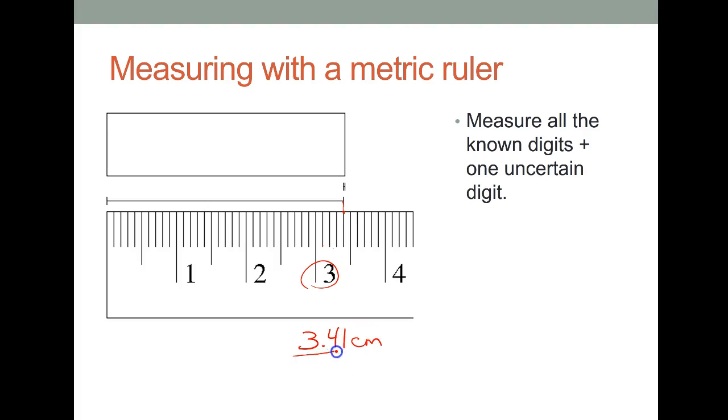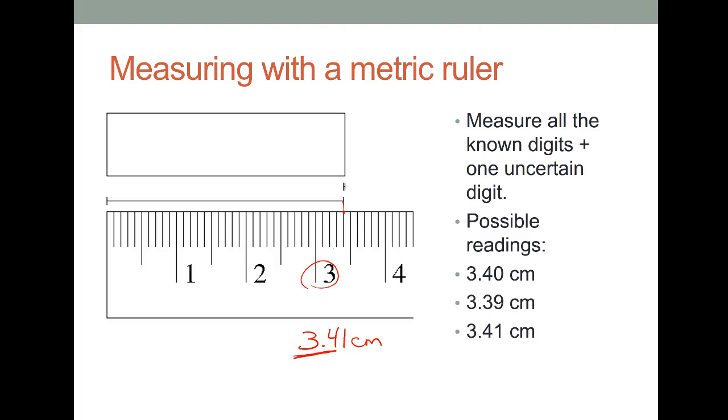So I know, based on my picture, that it's at least 3.4 centimeters. Might be a little more, might be a little less. This is an estimate. So some other possible answers you could get would be those. Doesn't mean that these are wrong and this one is right. What it means is there are certain numbers that you are absolutely dead certain about. This one is an estimate.